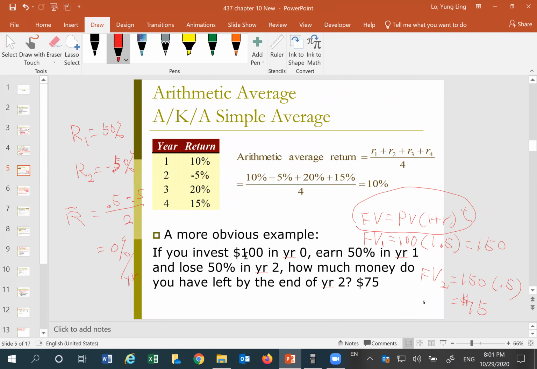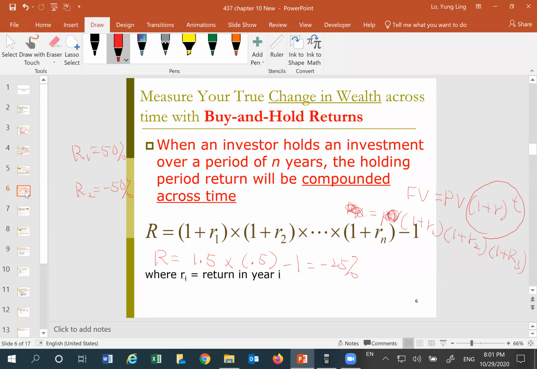So you started with $100 at time 0 and ended up with $75 by the end of year 2. So you have lost a total of 25% in the 2-year period altogether. And that's what this holding period return or buy and hold return calculates, okay? So just 1 plus R1 times 1 plus R2, and you simply compound all of that through time, then at the end you minus 1.